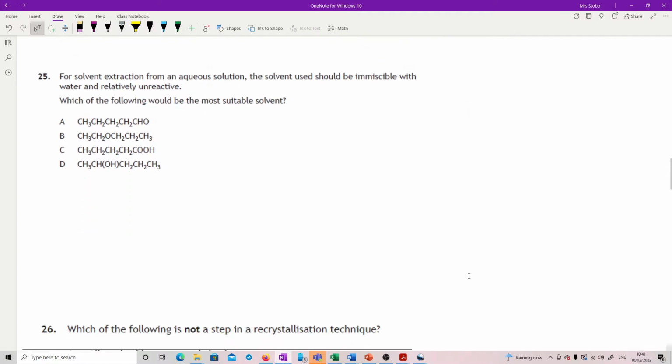Question 25. For solvent extraction from an aqueous solution, the solvent used should be immiscible with water and relatively unreactive. Which of the following would be the most suitable solvent? Kind of expecting you're almost running for this straight away, but just to be absolutely clear, if something's going to be immiscible in water, then we really want to avoid hydrogen bonding for a start, so these have problems, get rid of them. And then we have an aldehyde here, and we've got an ether. Ethers are the best for that. They're just immiscible and unreactive. This would still be maybe a little bit soluble given the size of the alkyl chain.